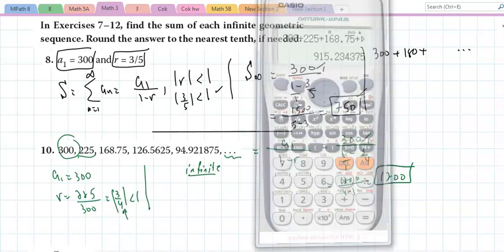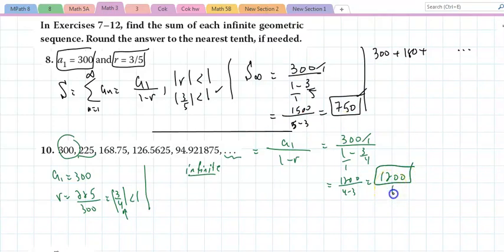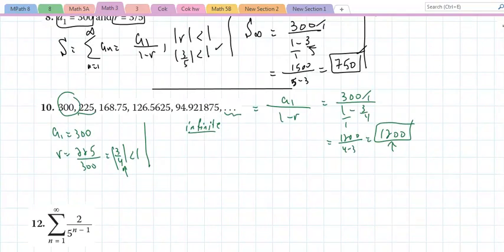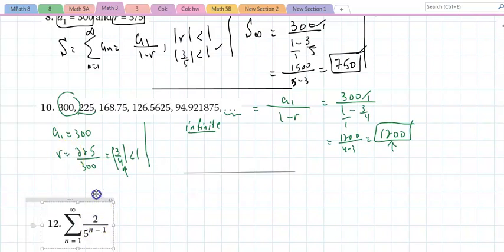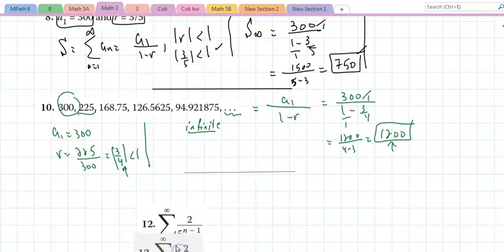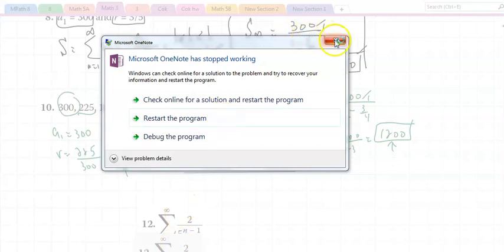I'm at 915. I have to add about 20 or 30 terms until I get very close to 1200. And to really get to the 1200, I have to take probably about a few hundred terms. And here it is again. They give you that in a lot of different formats.